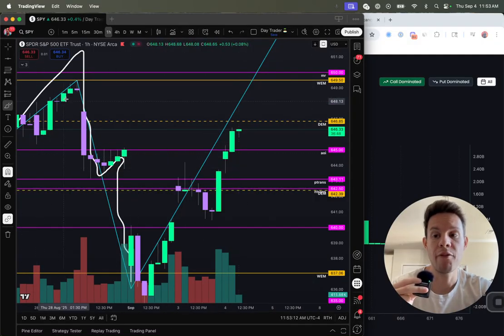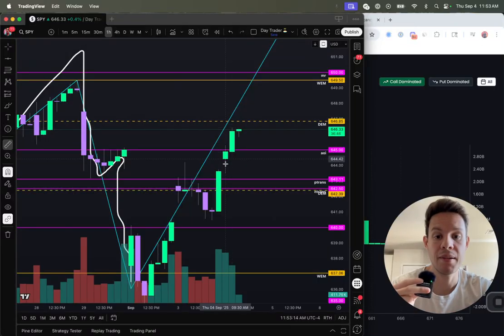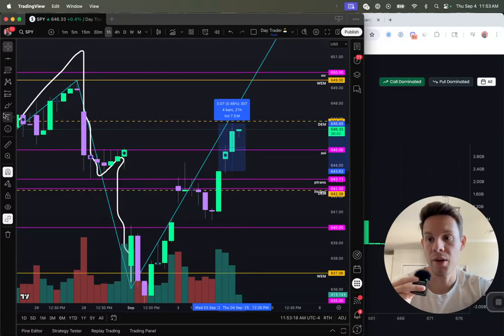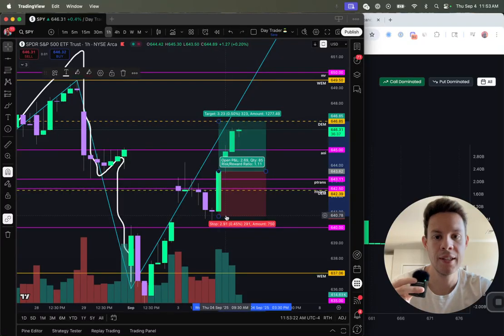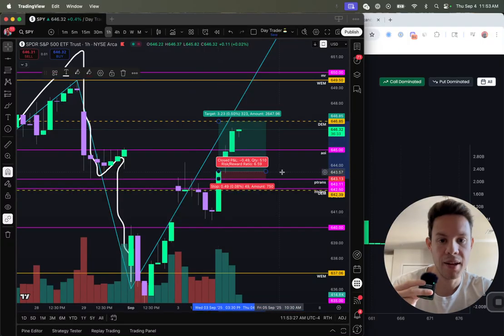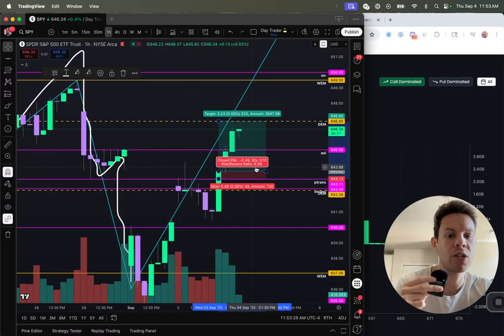This is about, if we use the long position here, right? Let's see. Here we go. That's about a 6.59 risk versus reward ratio. It makes it a great trade. It's just that simple, right?